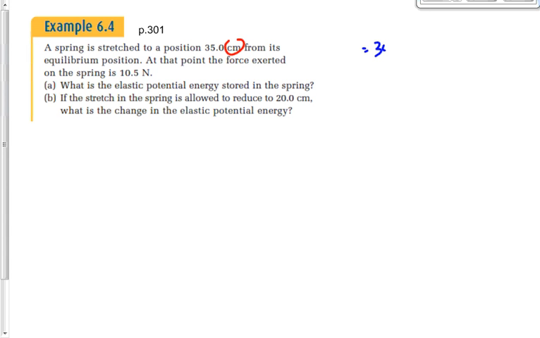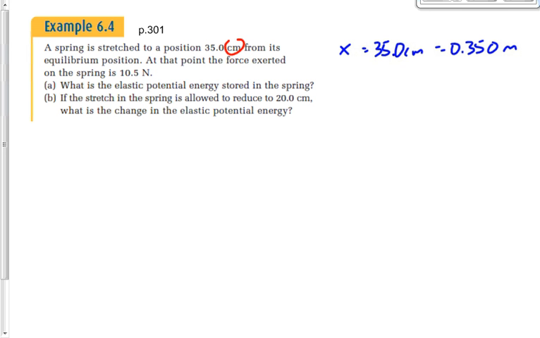What's this 35 centimeter deal there? What variable is it? Stretched that far. We just talked about that, right? Joe? It's a displacement. It's X displacement, not delta D displacement. Delta D would be, listen, if I threw the spring across the room, how far did it go across the room? That would be delta D displacement.